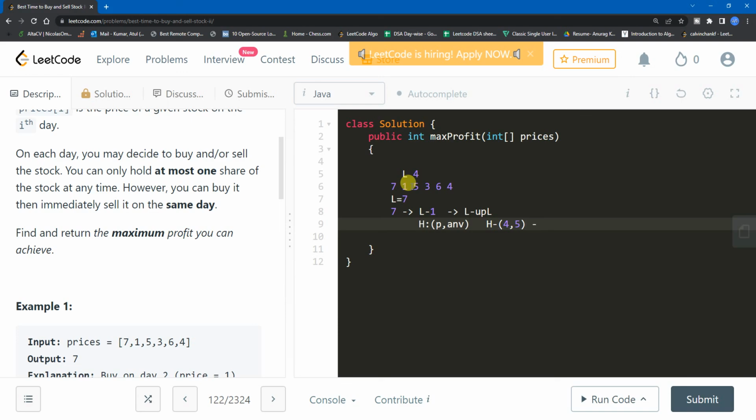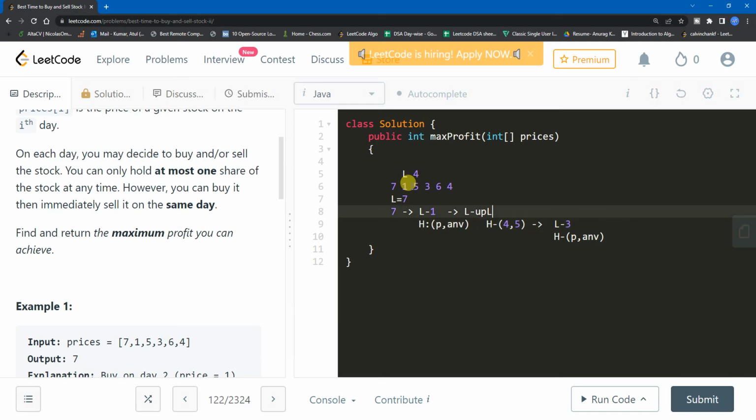Since we choose the lower value as 5, we will go from here. For 5 also we have two options: either the next value is lesser than 5 or higher than 5. If the next value is lesser than 5, we have to update that value. Here the next value is 3, which is lesser than 5, so we will simply update that value. For the second option, we have to calculate the profit and also update the lower value.